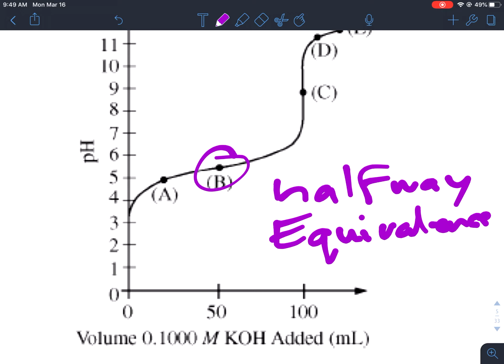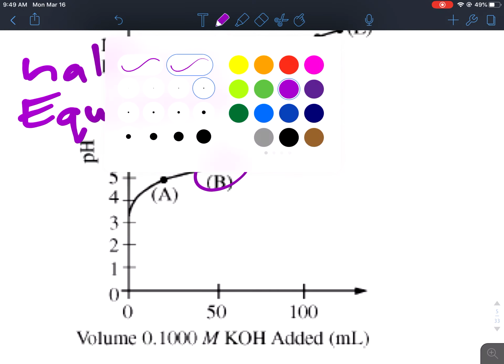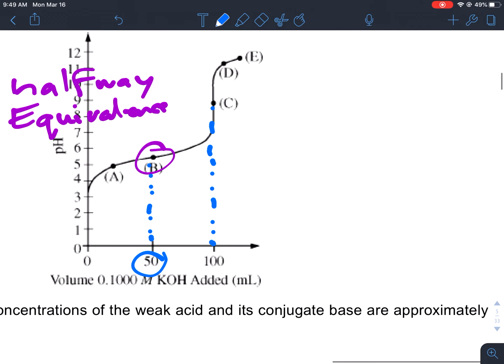Now, how do I know that? Let me show you. See this? That's the equivalence point. It happened at 100. Guess where the halfway equivalence happens? At 50. Oh, okay, that's a halfway equivalence point. Now, the halfway equivalence point is really special in the Henderson-Hasselbalch.